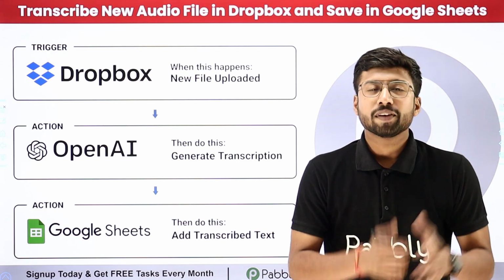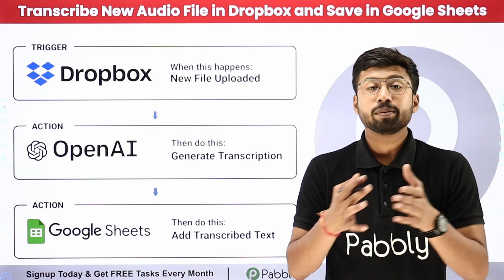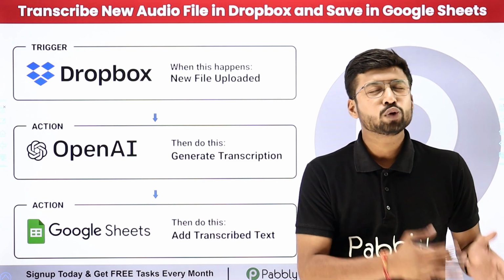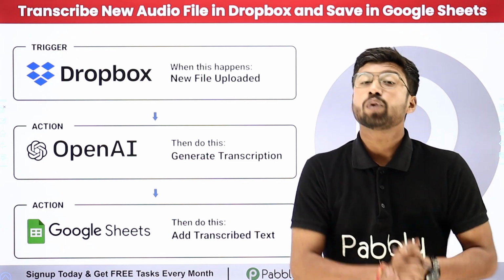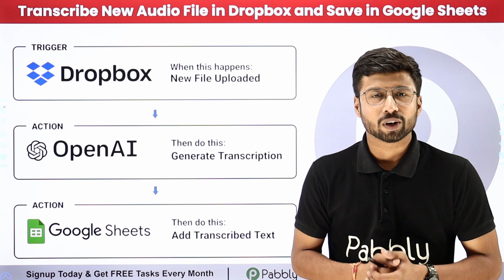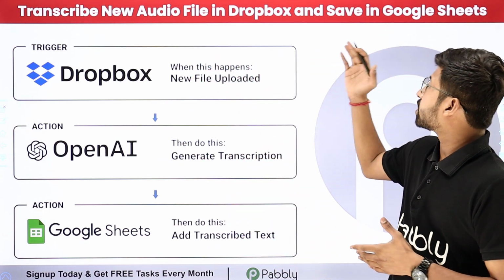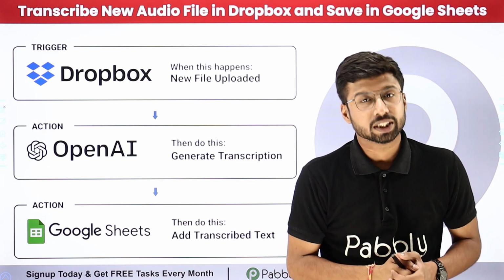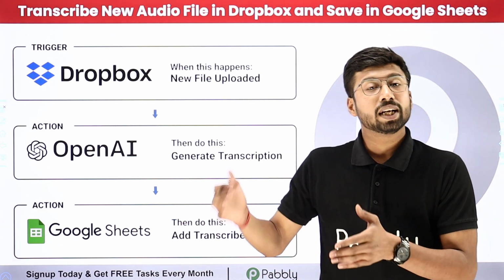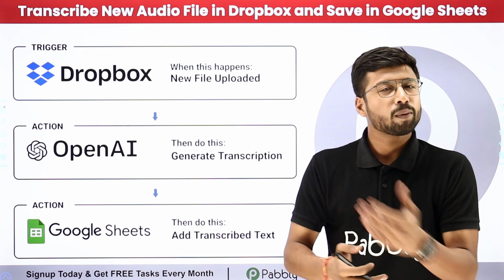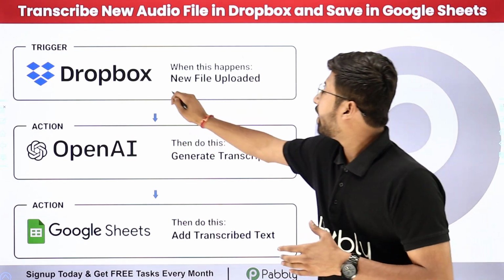So if you are also having a lot of audio files like phone recordings, meeting recordings and podcasts which you want to transcribe into text, then this one automation is going to help you a lot. So in this video, we are going to learn how to transcribe new audio files in Dropbox and save them in Google Sheets. So using this simple automation and AI, all you have to do is just upload your audio files into a folder in Dropbox.